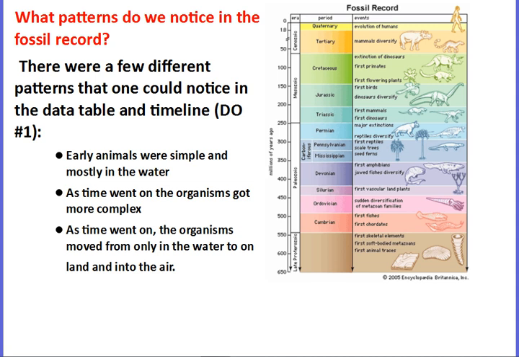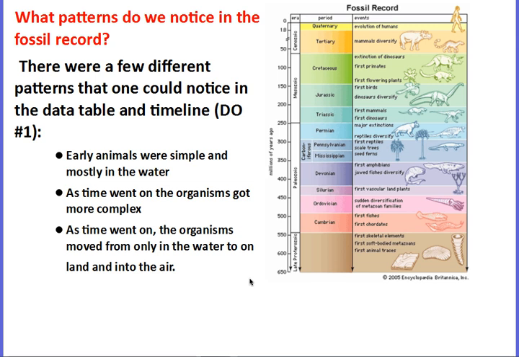What patterns do we notice when we look at the fossil record? In one of the activities we did, number one, you took all the Jenga blocks and put them in order from oldest to youngest, and looked at what types of plants and animals were alive during these different time periods. We noticed certain trends or patterns. The earliest animals, down here at the bottom of this image, were simple creatures, and they lived mostly in the water.